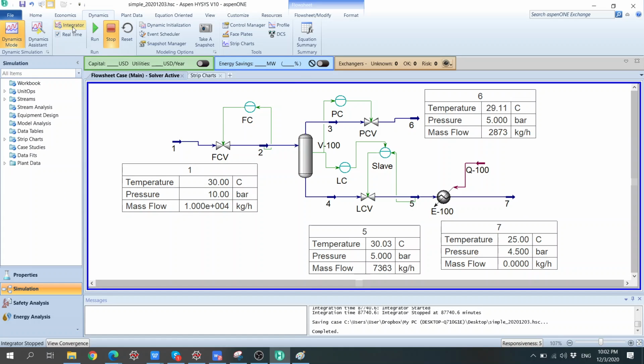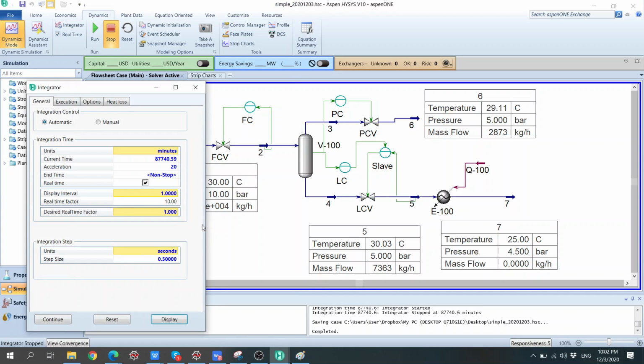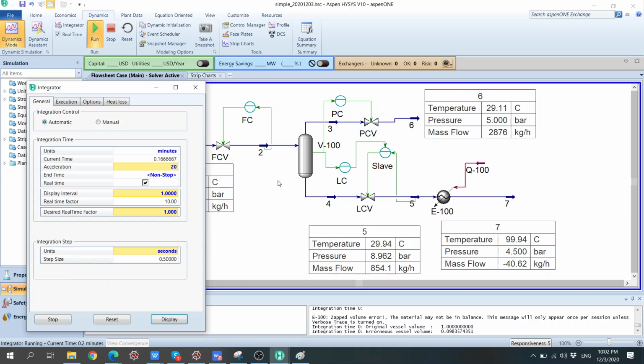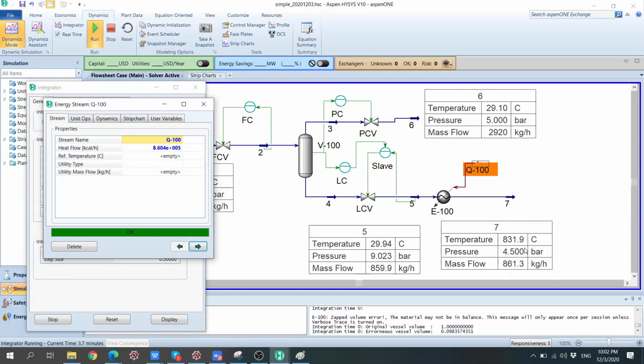And then we can just click run integrator. Integrator is there, so you can send it back to 0, it's up to you, or we can click reset basically. And then we can run it. So now you can see, if we supply 1 megawatt, it's 800 degrees C. That doesn't make any sense. So we supply not 1 megawatt, but maybe 100, maybe 10 kilowatts.